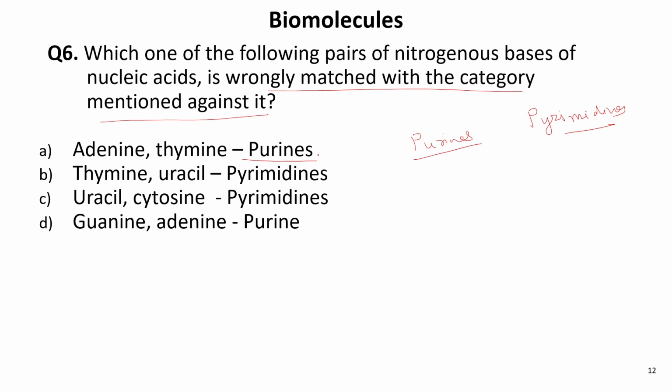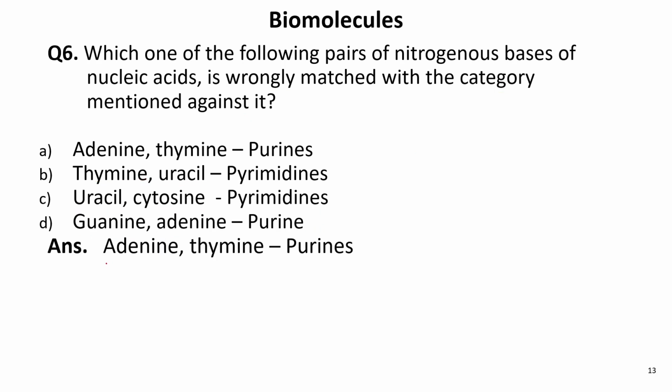Adenine and thymine are purines? Thymine and uracil are pyrimidines. Uracil and cytosine are pyrimidines. Guanine and adenine are purines. So adenine and guanine are purines, and cytosine and thymine are pyrimidines, and in case of RNA, instead of thymine, uracil is present. So cytosine, thymine and uracil, these are the 3 pyrimidines. So the correct answer is adenine, thymine are purines.